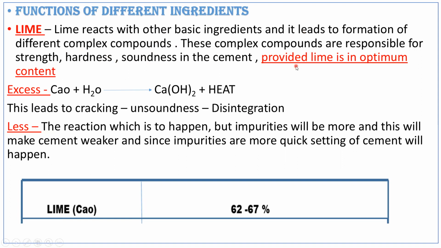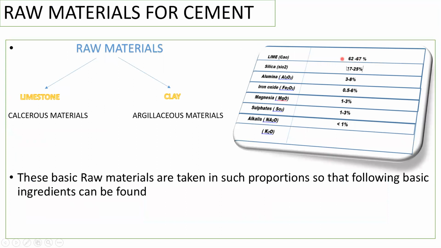But the main important thing is that, provided the lime is in optimum content. That means if you add more lime, what will happen? It will remain like a lime. Again, the quick setting of a cement is not going to happen, right? So the phrase 'provided lime is in optimum content' is very important, because we already saw that the lime should be in the proportion of 62 to 67%. If we add more and more lime, again it becomes lime only, it doesn't become like a cement, right? So we'll try to see that again.